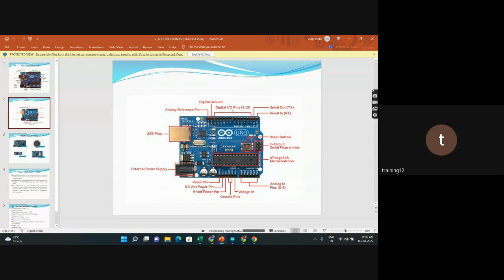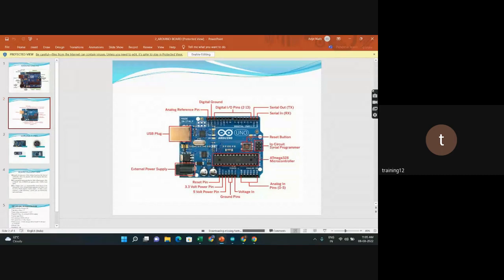So there are 2 different power pins here. First is the 3.3 volt pin and also the 5 volt pin. Some sensors work on the 3.3 volt power pin, and some perform on the 5 volt pin. For that reason, the different voltage pins are there, and analog pins are also there. The 0 to 5 are analog pins. Then there is the Atmega 328 microcontroller.